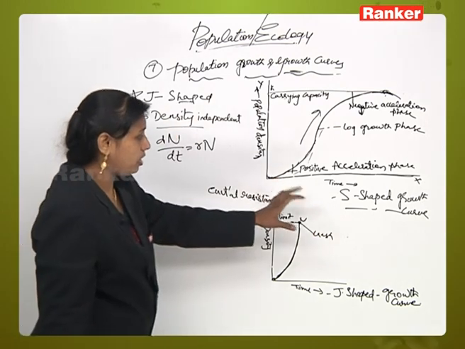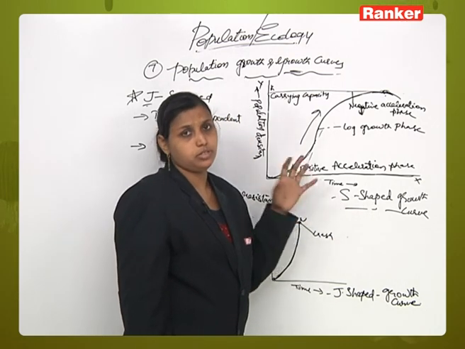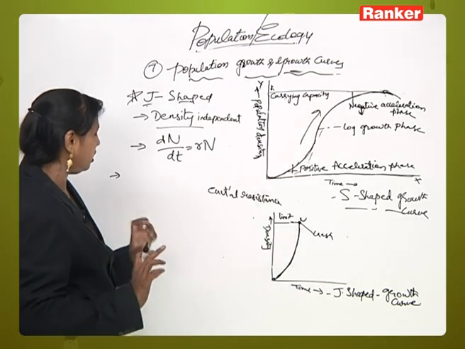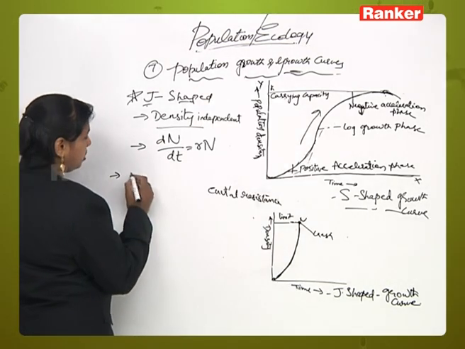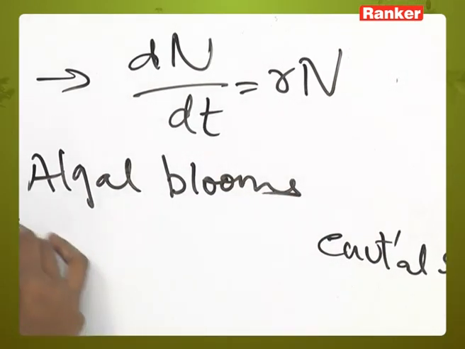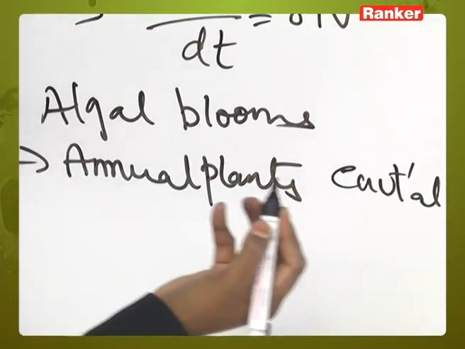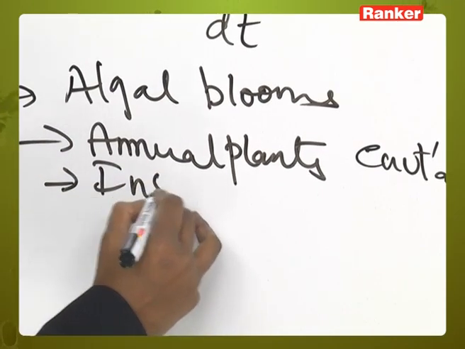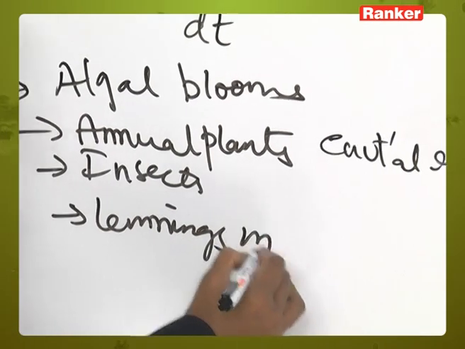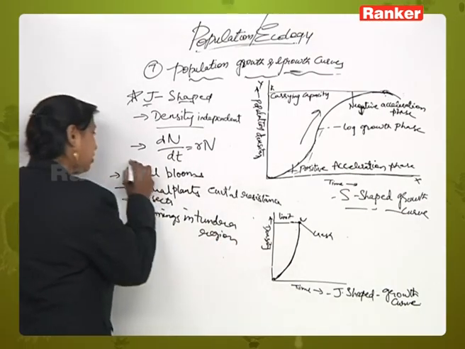This is very, very important from the exam point of view. In multiple choice questions, at least 8 to 10 come from the S-shaped curve and J-shaped curve. Now this J-shaped curve is found where you can see this type of curve here: algal blooms, annual plants, insects, and lemmings in the tundra region. These are very important points.